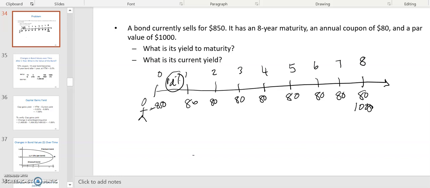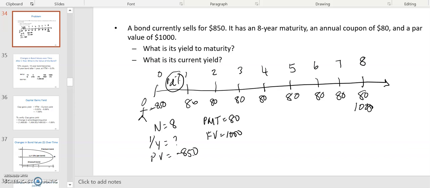I can do so with a financial calculator. I need to put in the following values: N equal to 8. I/Y is what needs to be calculated. PV is a negative $850. PMT is $80. And FV is $1,000. So once I calculate the I/Y, I can then get my yield to maturity.